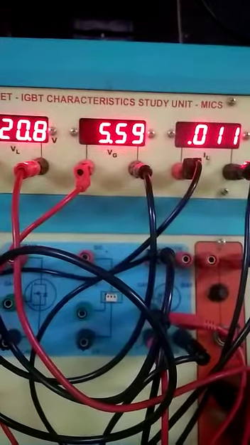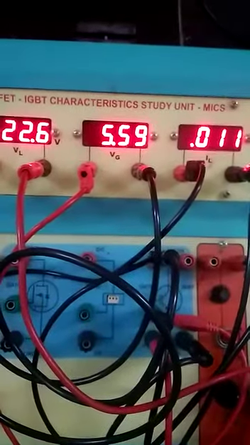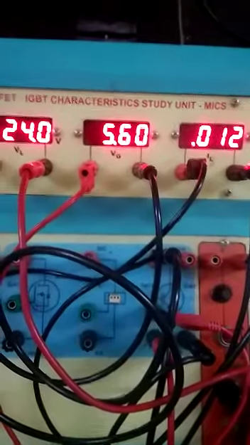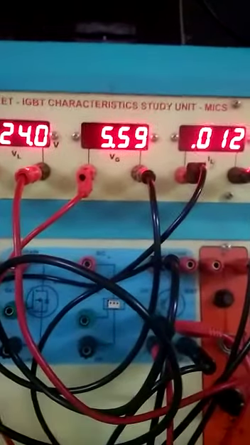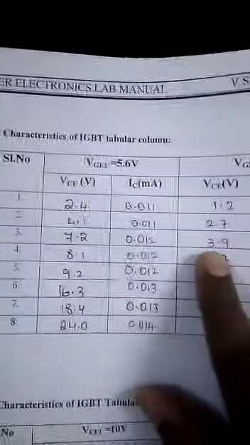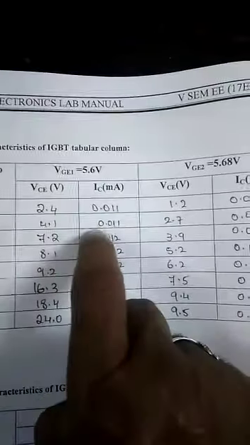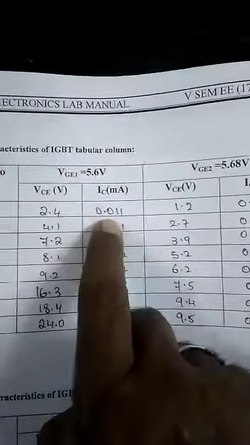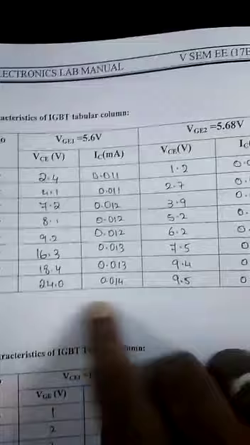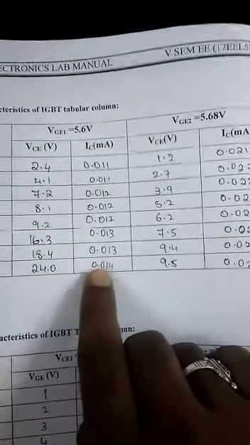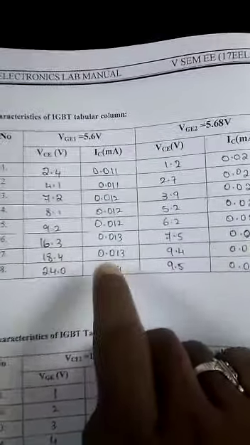Gradually increase the voltage. See, 22 volts, 24 volts, you can see 0.012 milliammeter. This is the collector emitter voltage and this is the collector current. At 24 volts, 0.014 milliammeter. Okay, this is the output characteristic of the IGBT.